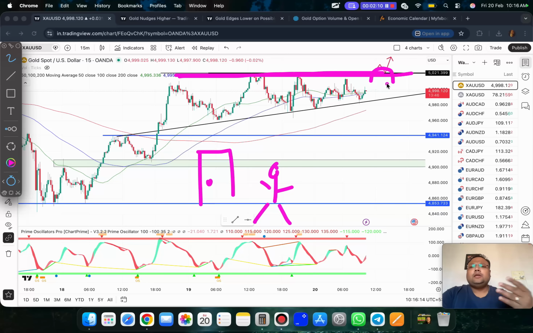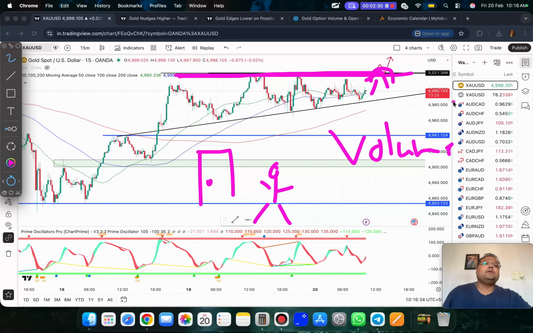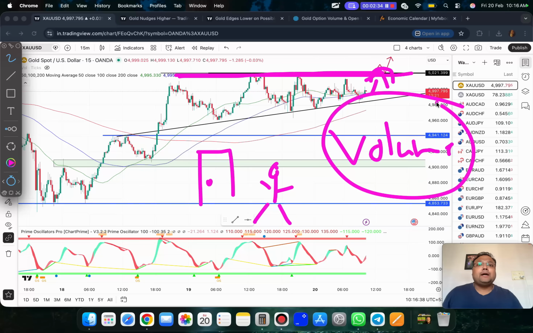So in the US session or European session, if you see gold is going up with big green candles, then there's a possibility that the breakout is real and we can look for a buy position, because the ascending triangle pattern is already indicating that there is a possibility of the market going up. We just need the support of volume. The volume is missing. When volume arrives, the breakout may come and we can look for a buy position.